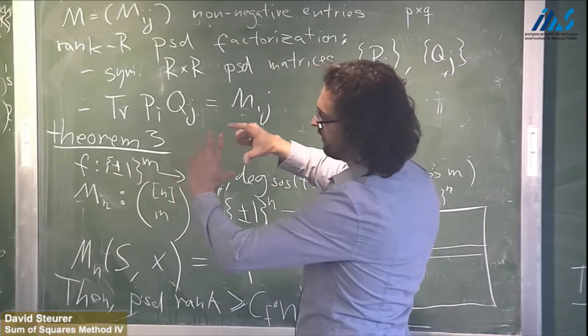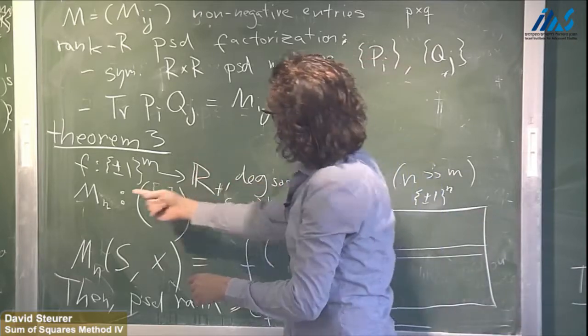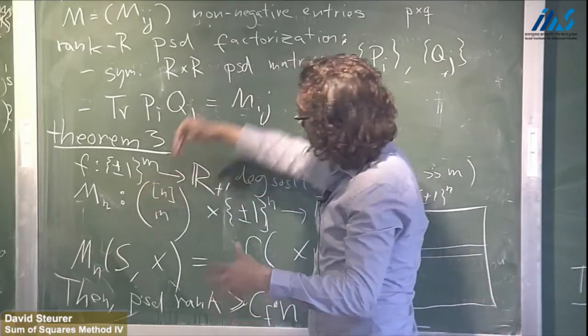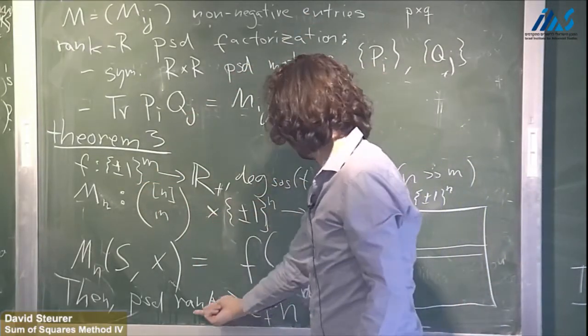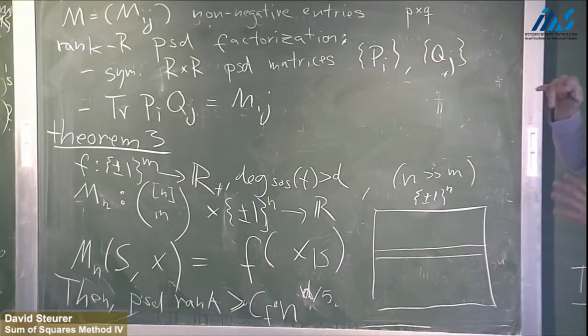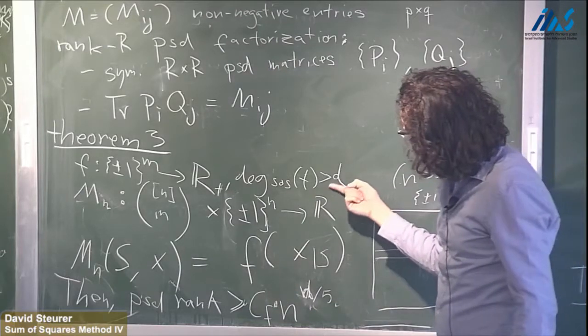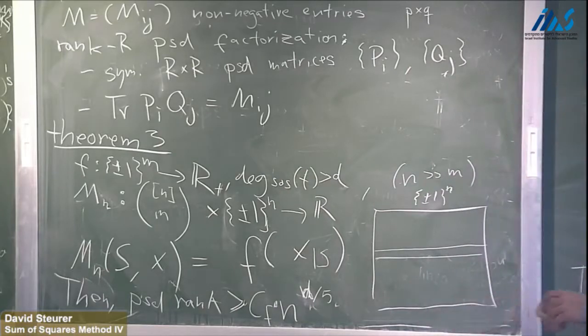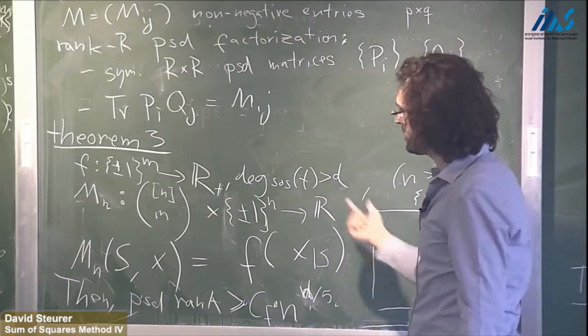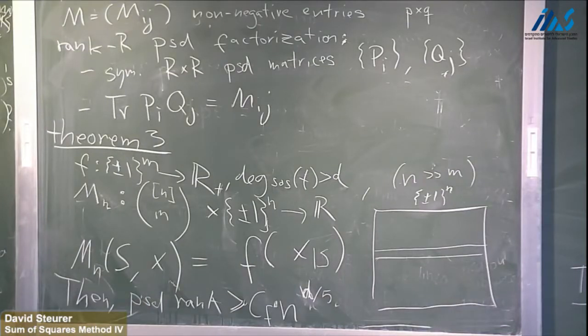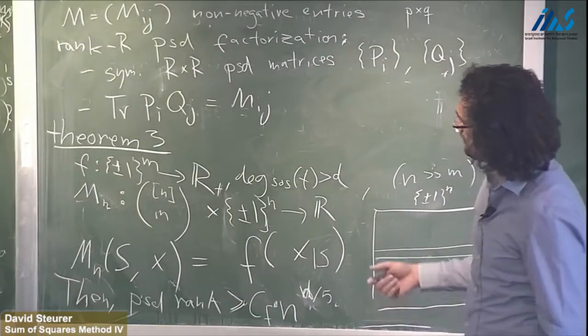So this function f is defined on a very small hypercube, you can think of it. And now I can define these matrices that live on a very large dimensional hypercube. And I claim that the way the positive semi-definite rank of this matrix grows as a function of n is related to the sum of squares degree of little f. The dependence on f is hidden in the constant C sub f. So what's the connection to this here? It turns out that the minimum dimension of the subspace has to be at least as large as the PSD rank of this matrix.